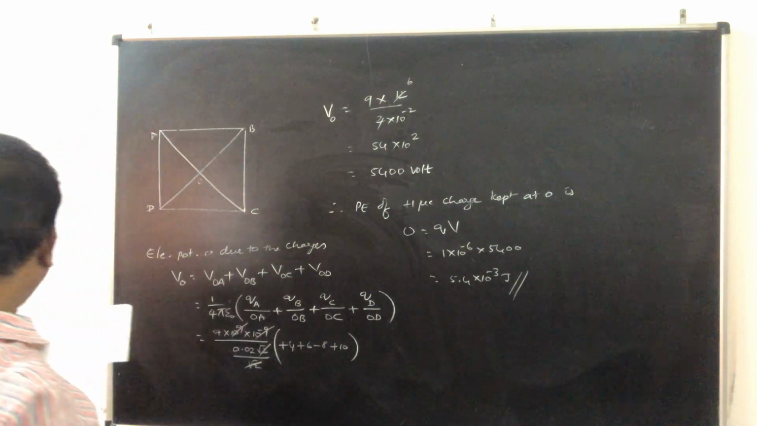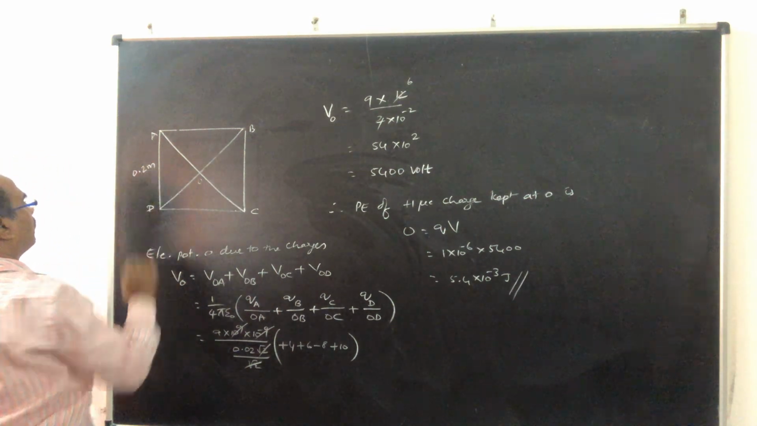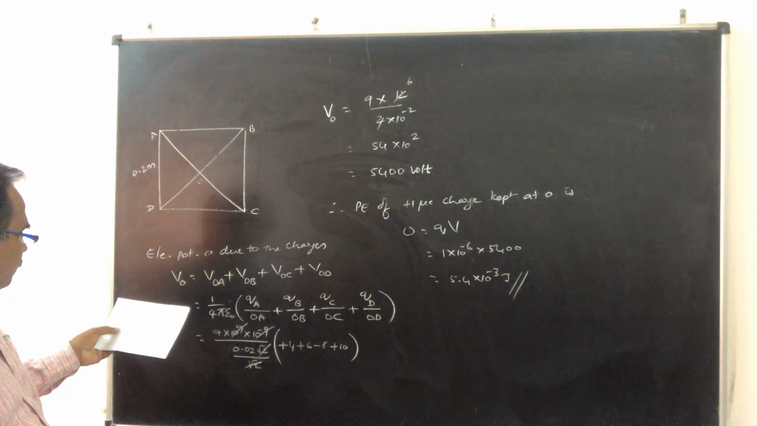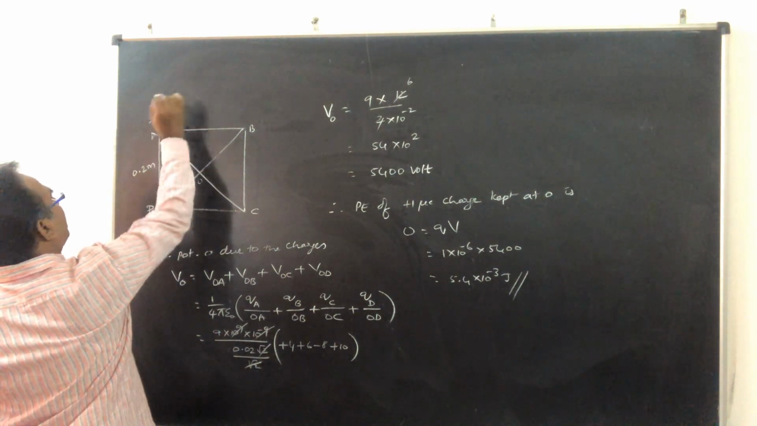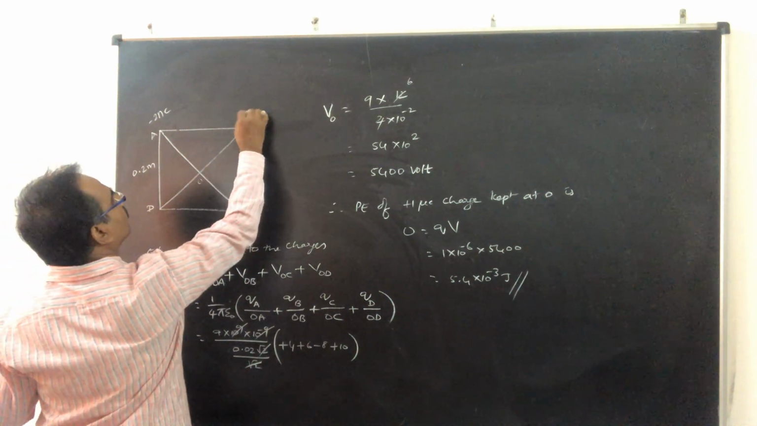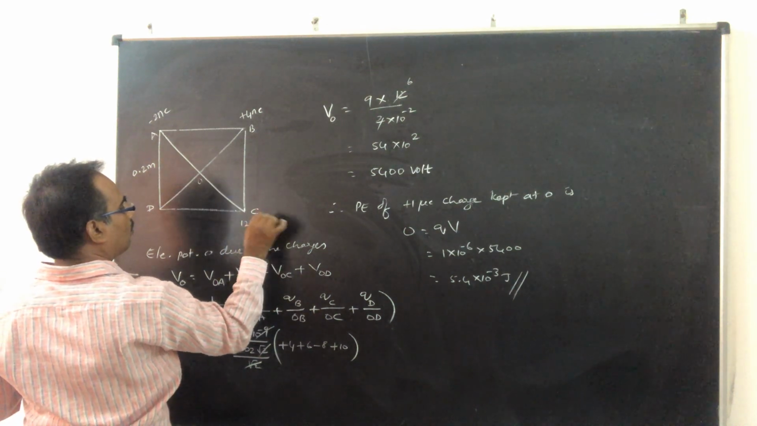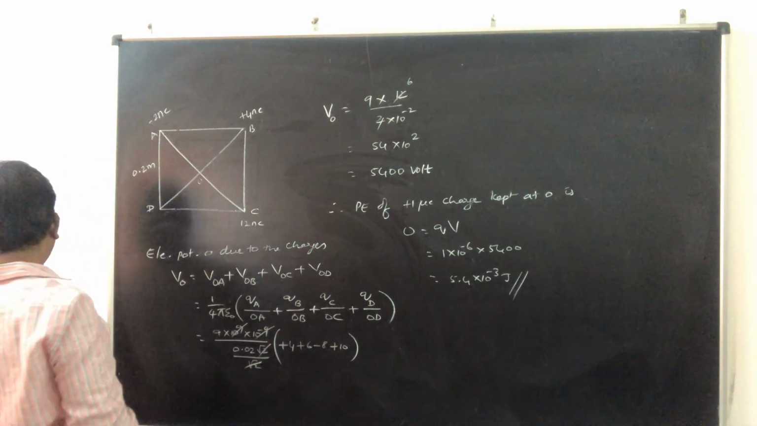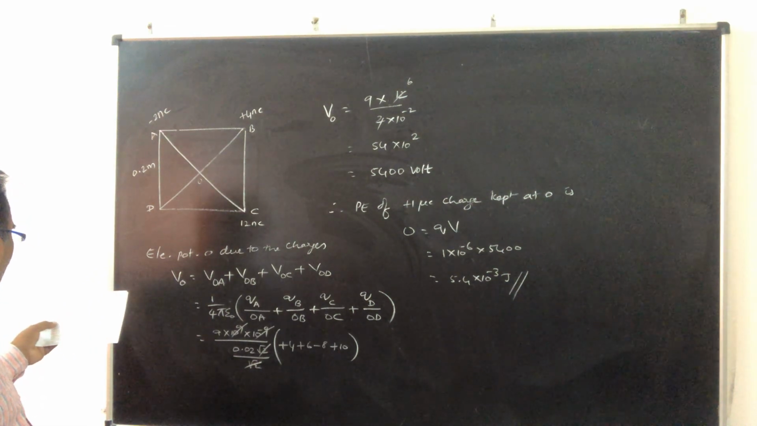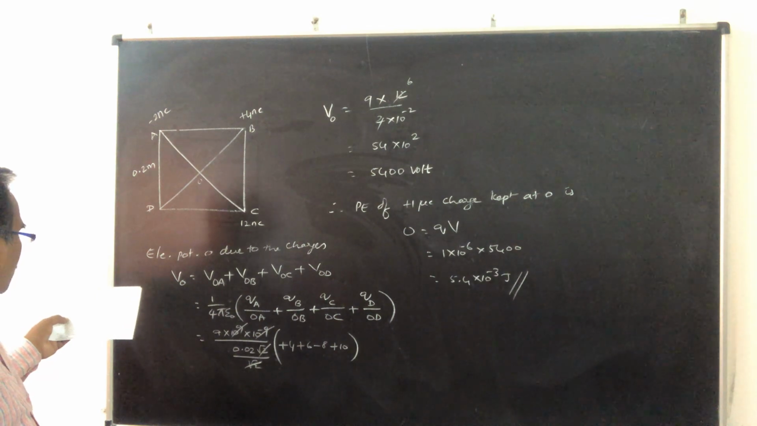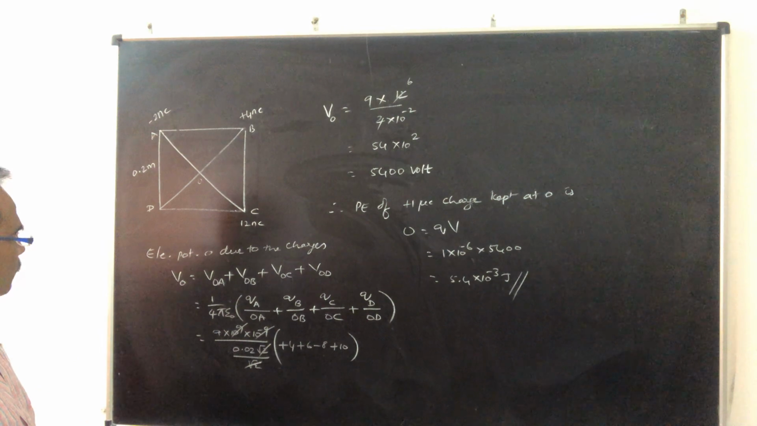In the fifth problem, it is given that ABCD is a square of side 0.2 meter. Charges of minus 2 nanocoulomb, plus 4 nanocoulomb, and 12 nanocoulomb are placed at the corners A, B and C respectively. Calculate the work required to transfer a charge of 4 nanocoulomb from D to the center of the square.